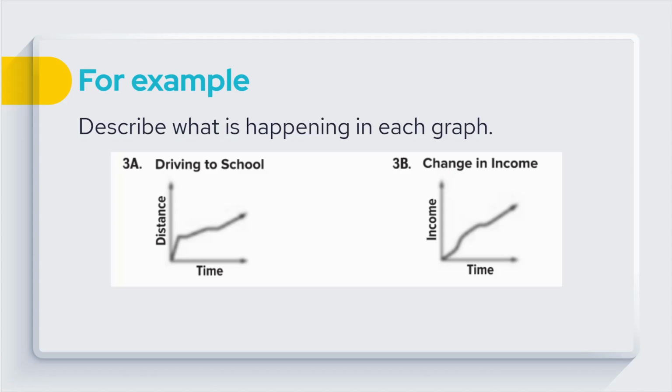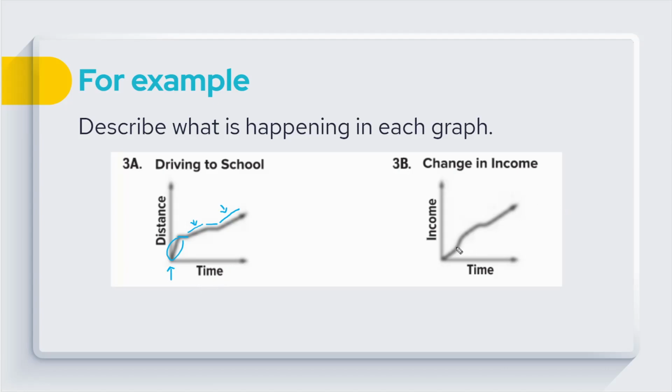Let's take a look at a couple of other examples. I know these are blurry, but we're just going to deal with it. Describe what's happening in each graph. So here we have someone driving to school. When you first start driving, the speed is relatively high. And then there's a period where we stop. And then we start going again. And this time it's a little bit slower, and then we stop again. Probably maybe for another traffic light. And then we pick up speed again. In both of these legs of the trip, we're going slower than the initial part.